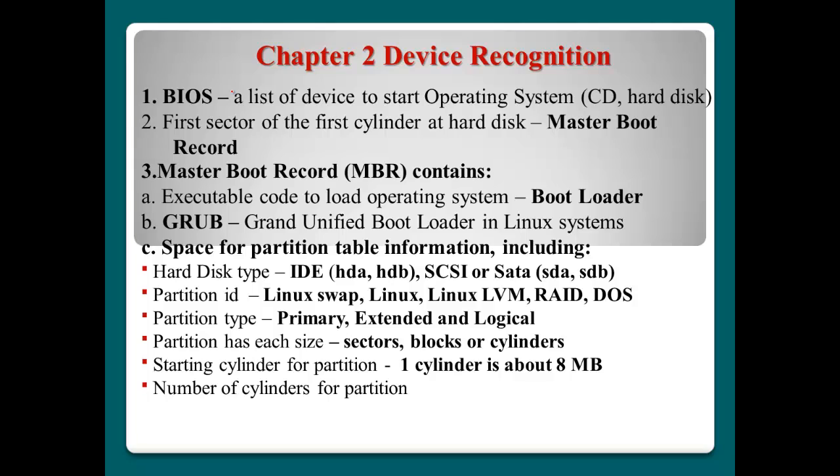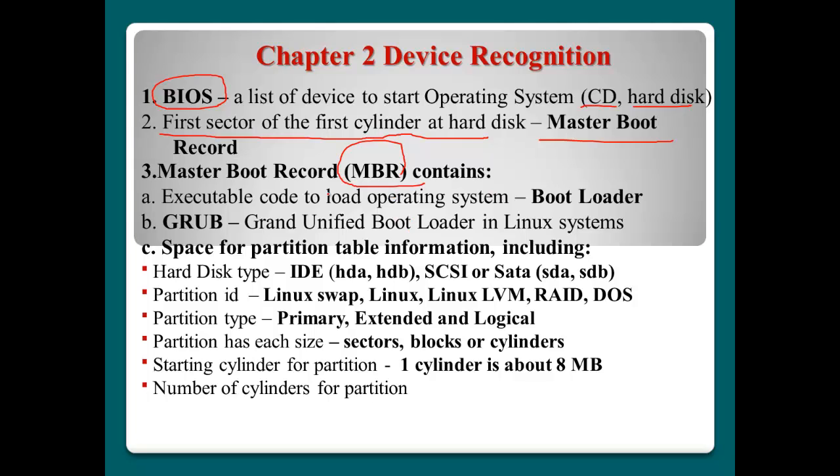Chapter 2, device recognition. If we turn on the computer, normally the BIOS will work, and this BIOS has a list of devices to start the operating system from, such as CD, hard disk, or USB. If we select the hard disk, then this hard disk has the first sector of the first cylinder. We call this the master boot record, in short, the MBR.